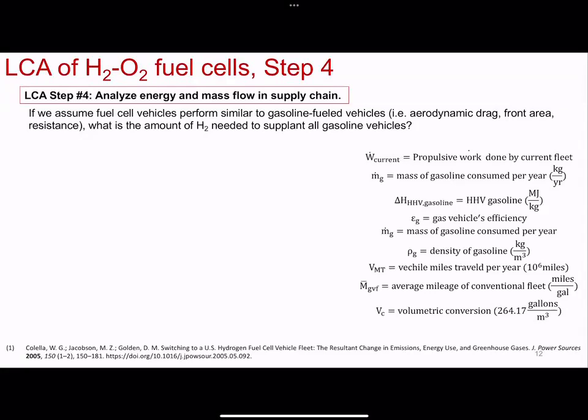Then the fourth step is you analyze the energy and the mass flow in your supply chain. So here's a good example. If we assume that we can replace all of the cars, well, according to a 1999 database of the EPA, if we can replace all of the cars that are gasoline powered now with fuel cells, how much hydrogen would we need?